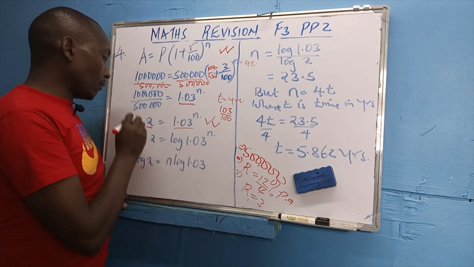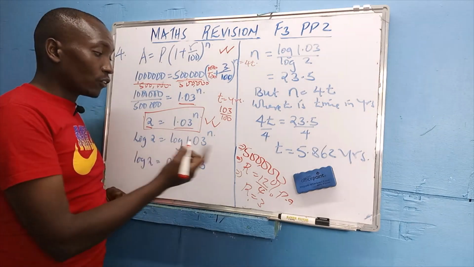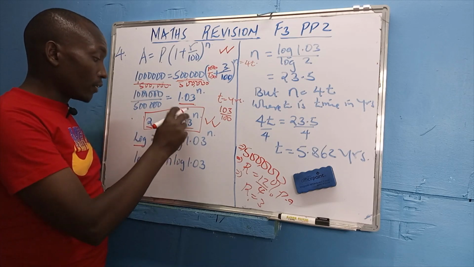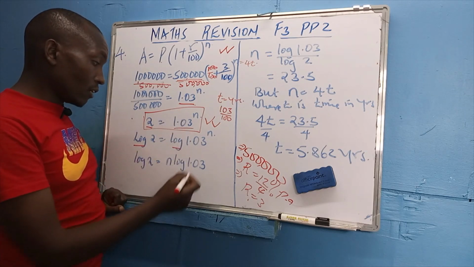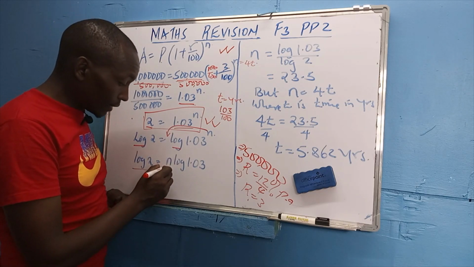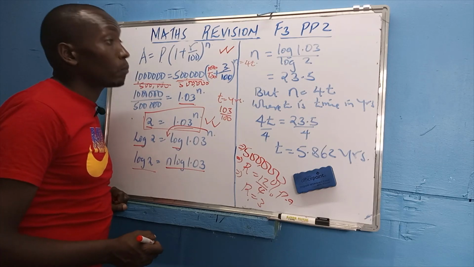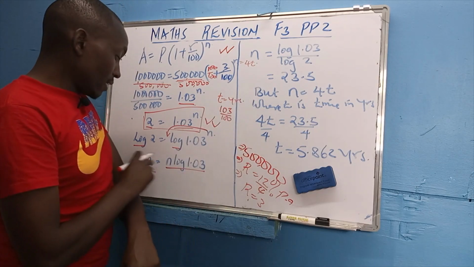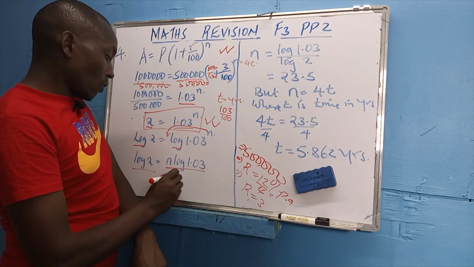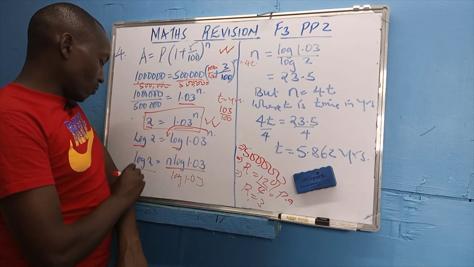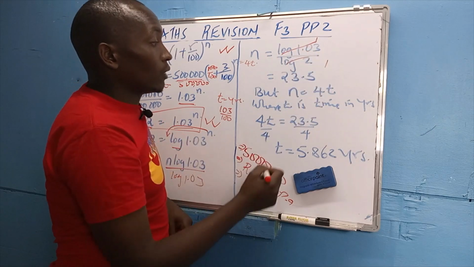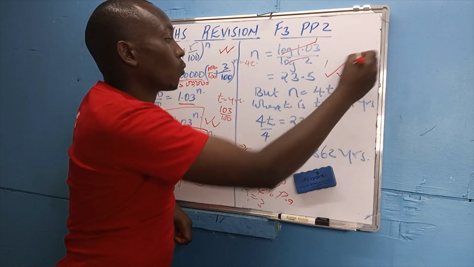Then, if you're given such a question, the best thing to do is to introduce logarithms on both sides. So I introduce logarithm here. Then using the third law of logarithm, this is log of 2 equals n multiplied by the log of 1.03. And if I want to find n, I'll divide both sides by the log of 1.03. That's what I've done here. So by doing that with your calculator, that is what exactly you get.